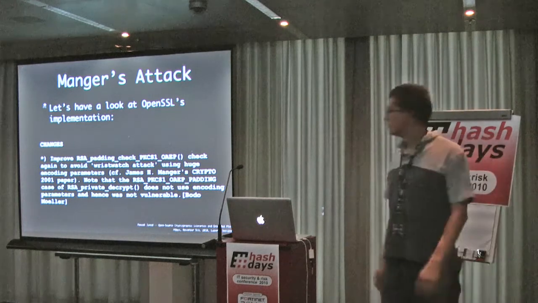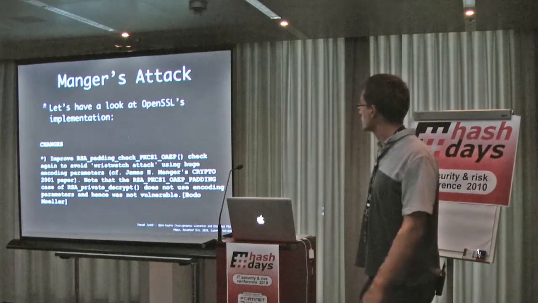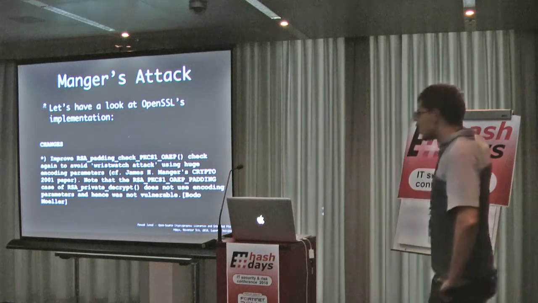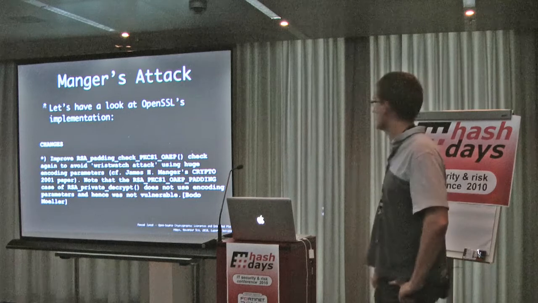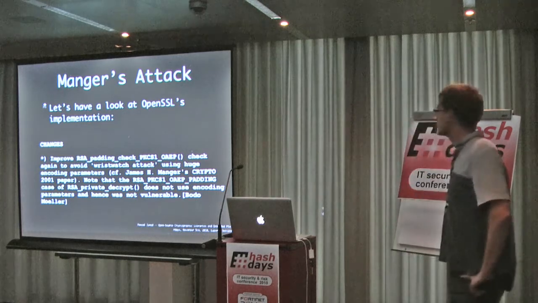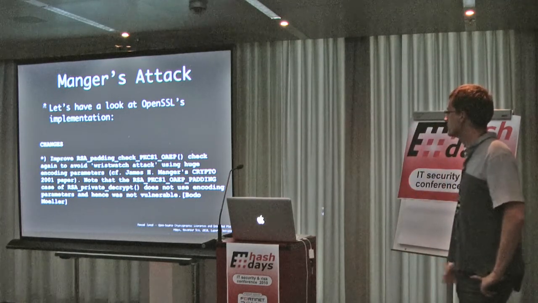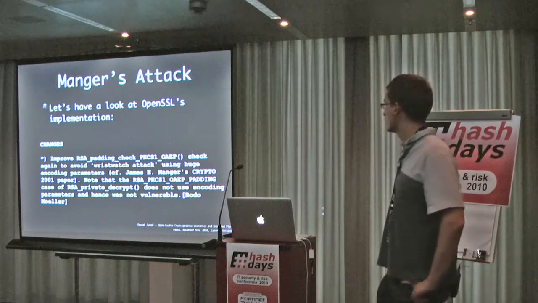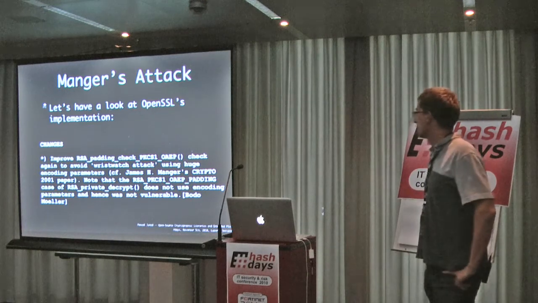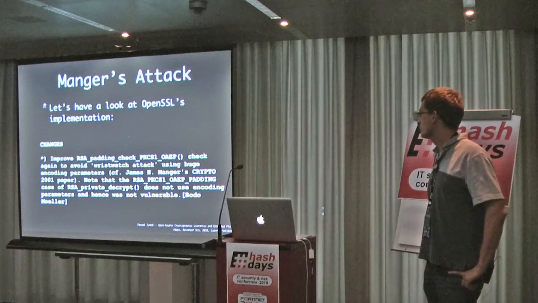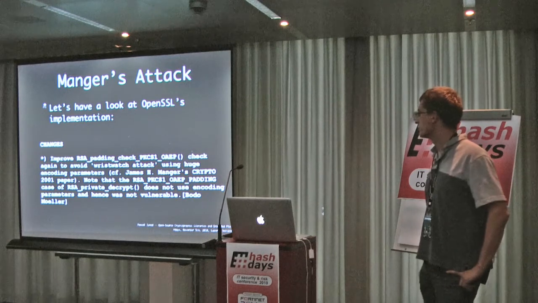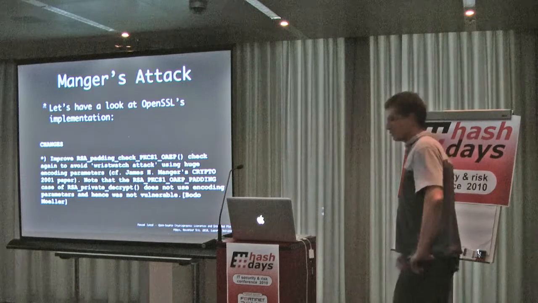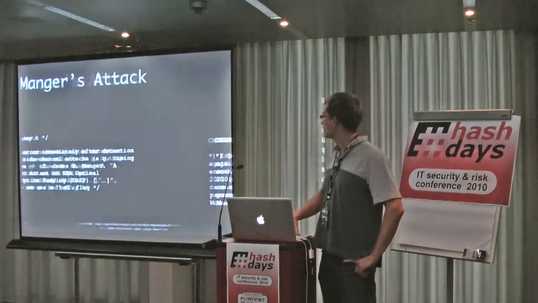If you look at the changes file, you see that this attack has, of course, been known by the OpenSSL developers, and they improved the RSA padding check OAEP to avoid the attack using huge encoding parameters and so on. Note that the RSA OAEP padding routine does not use encoding parameters and hence is not vulnerable. Okay, fine. Let's have a further look.